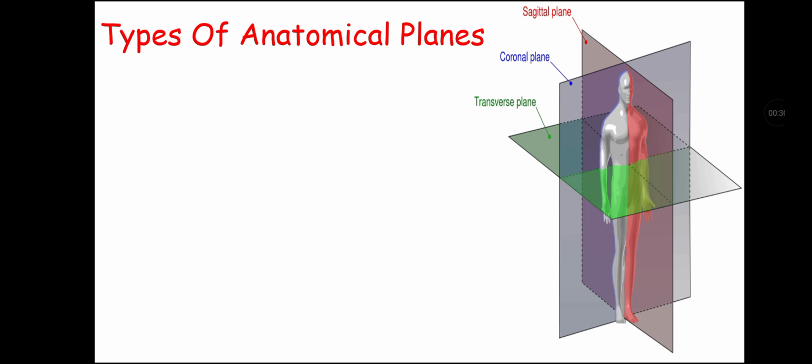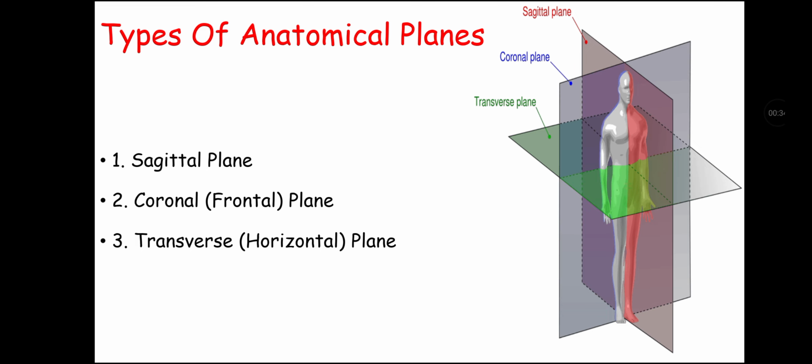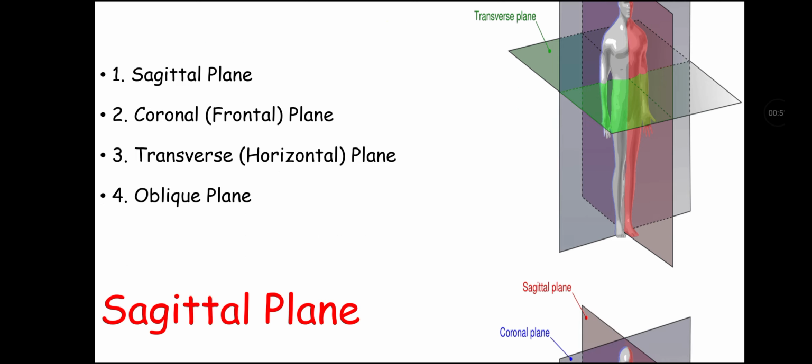Now let's talk about the types of anatomical plane. These types are sagittal plane, coronal plane, transverse plane and oblique plane. These four types are the main types of anatomical plane. First three are the main types that are sagittal plane, coronal plane and transverse plane. And oblique plane is an accessory plane of these planes.